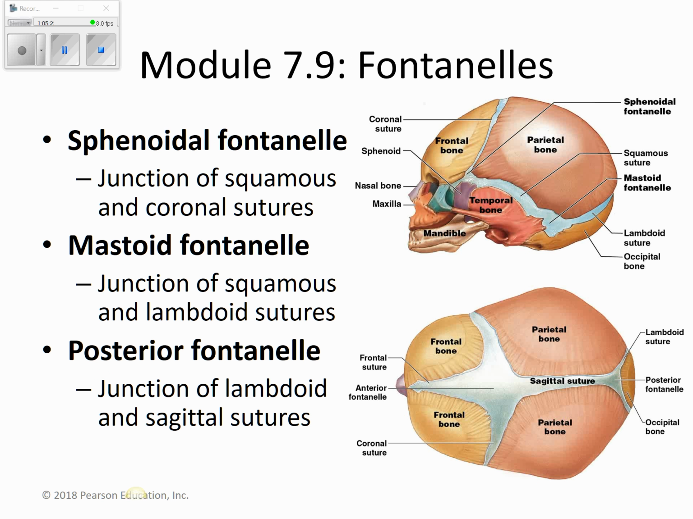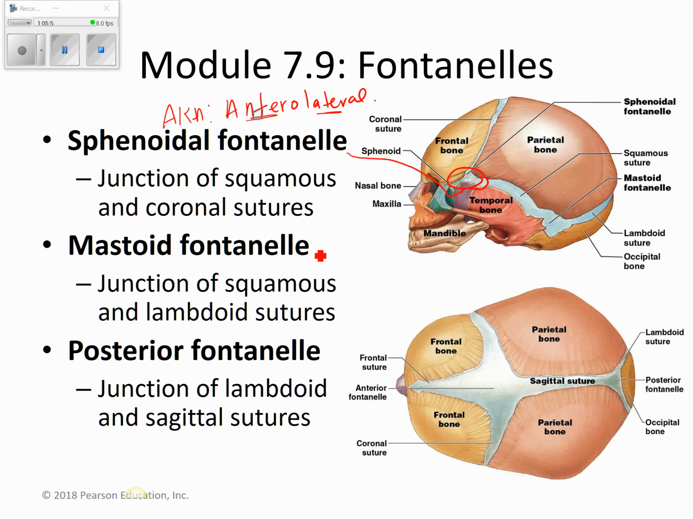The sphenoidal fontanelle is also known by the location name of it. It's called the anterolateral fontanelle because it's near the front but also on the side. Okay, so your sphenoidal fontanelle, of course, is going to be through here. That's the junction of squamous and coronal sutures.